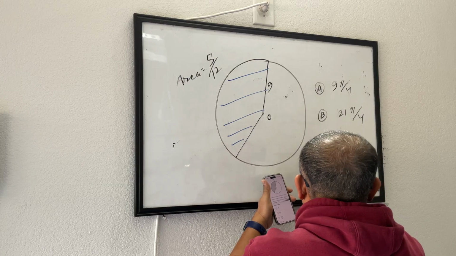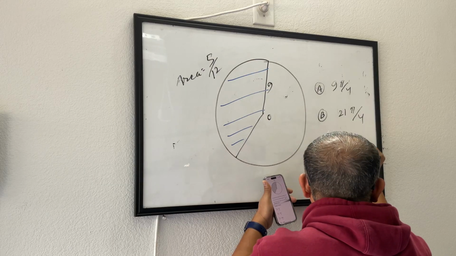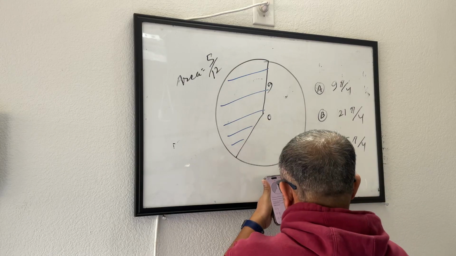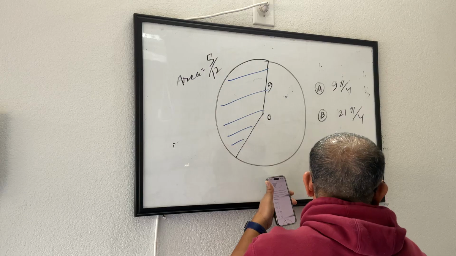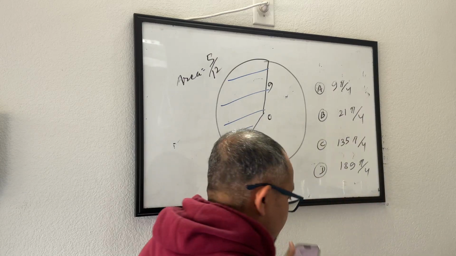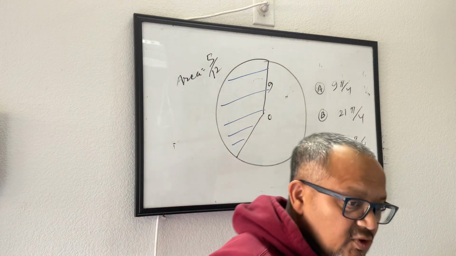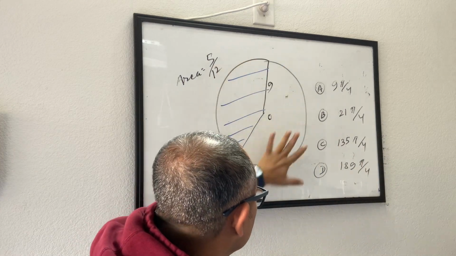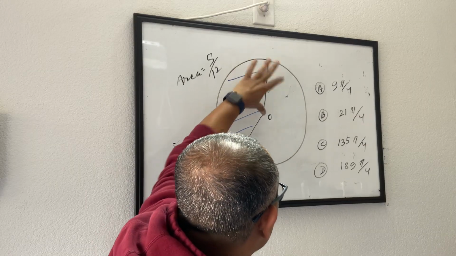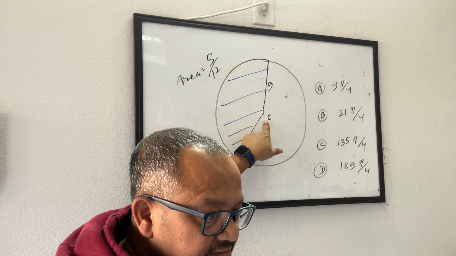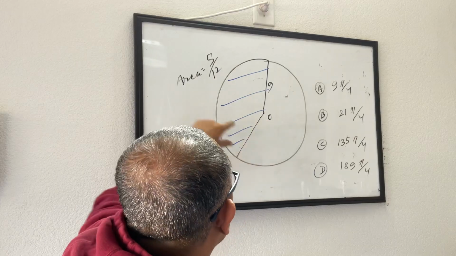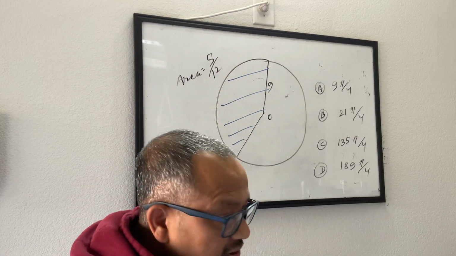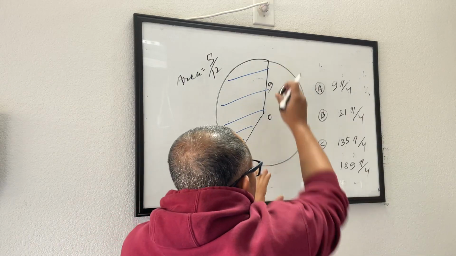Then option C is 135 pi over 4. And your option D is 189 pi over 4. So I'm repeating the question one more time. The question says, this is a circle where the radius is 9 and O is the center of the circle. It says if the area of this shaded region is 5 over 12, what is the area of this unshaded region?